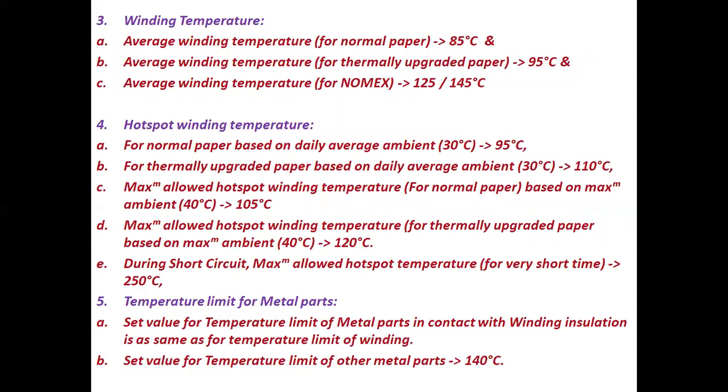Winding temperature. Number 3, A, average winding temperature for normal paper 85 degrees centigrade. Average winding temperature for thermally upgraded paper 95 degrees centigrade. Average winding temperature for Nomex 125 to 145 degrees centigrade.